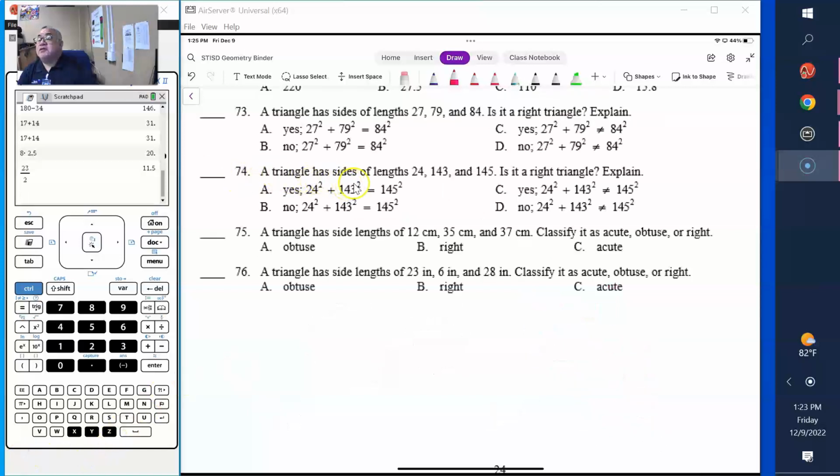74. A triangle has the sides of 24, 143, and 145. Is it a right triangle? So we have 24 squared plus 143 squared. And does it equal 145 squared? It does. So it is a right triangle. So the answer is yes.